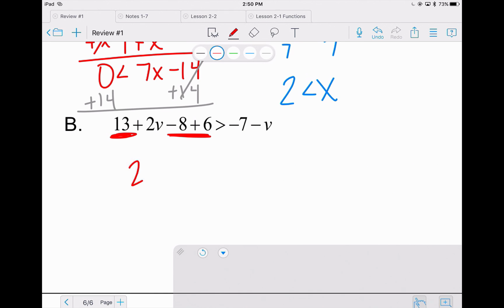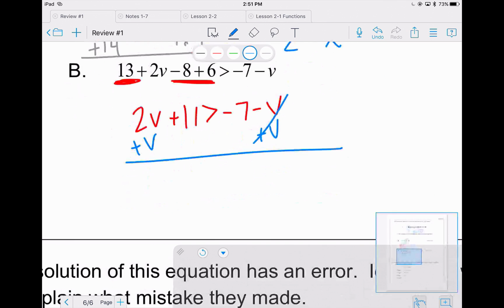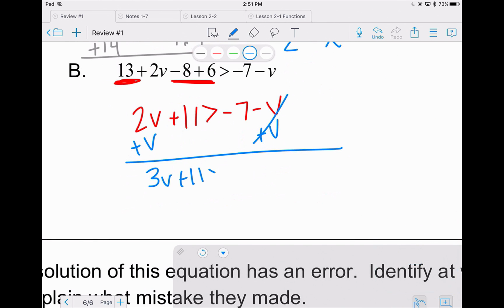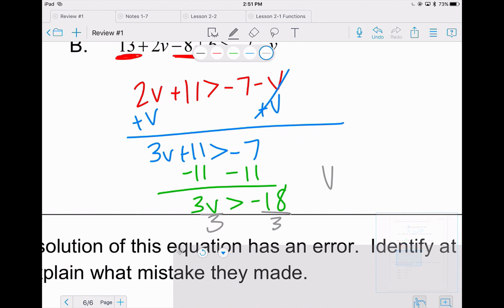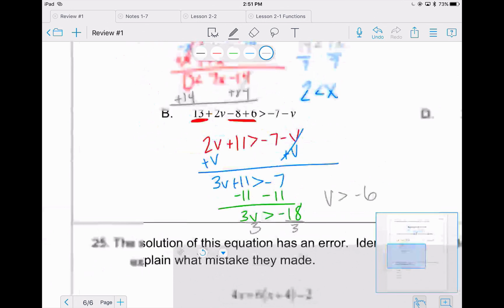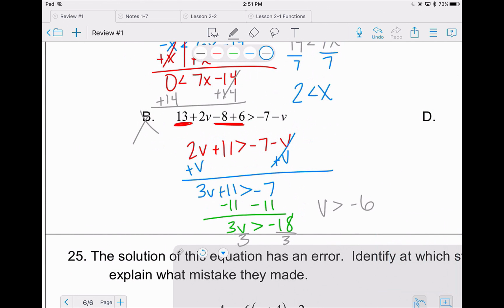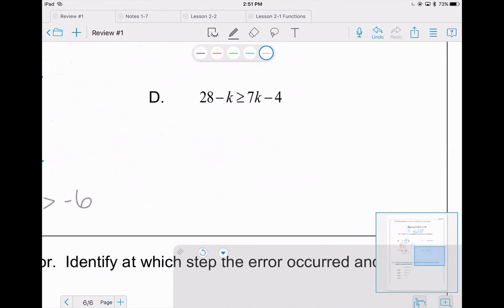So 2v plus 11, negative. Add v to both sides. So 3v plus 11 is greater than negative 7. Subtract 11. 3v is greater than negative 18. Divide by 3. V is greater than negative 6. Negative 6 is not negative 3, so it is not answer choice B.